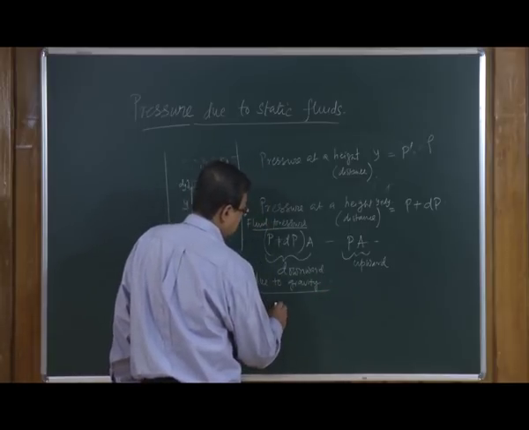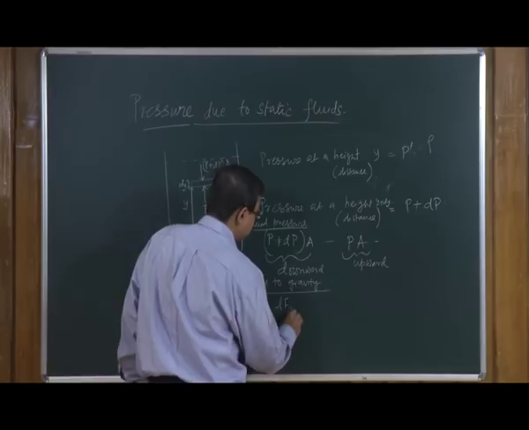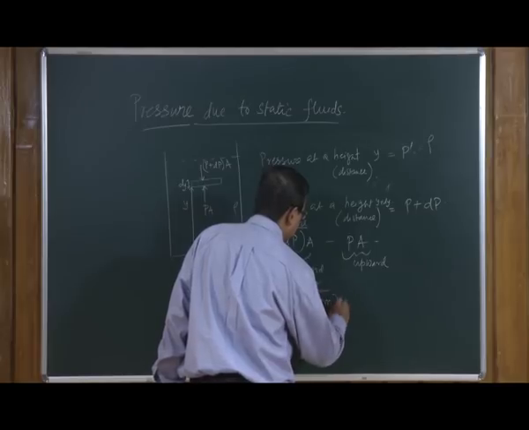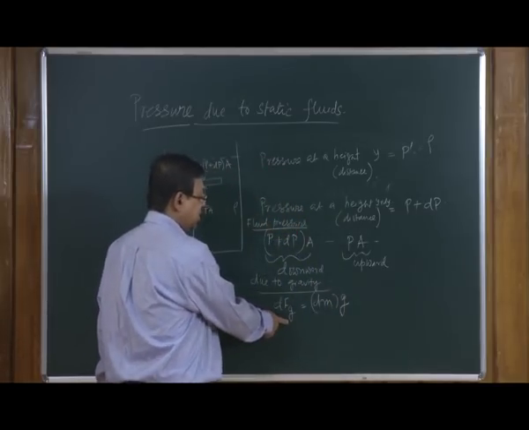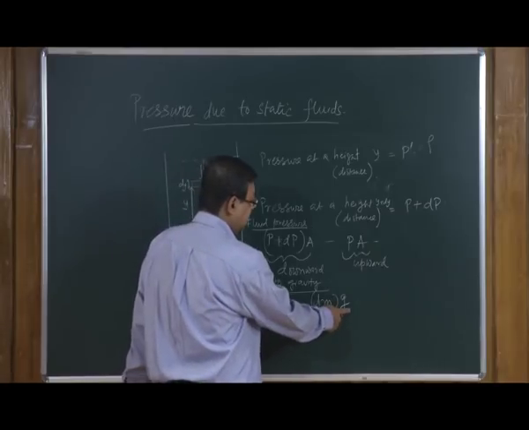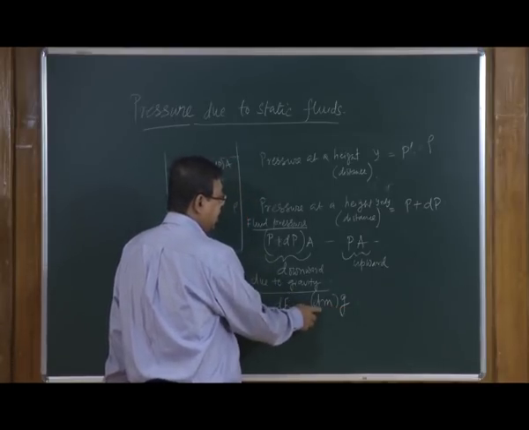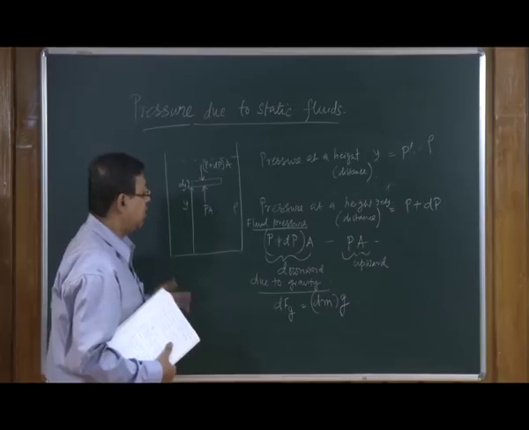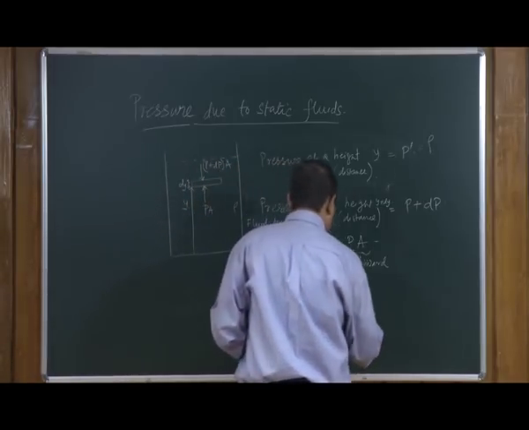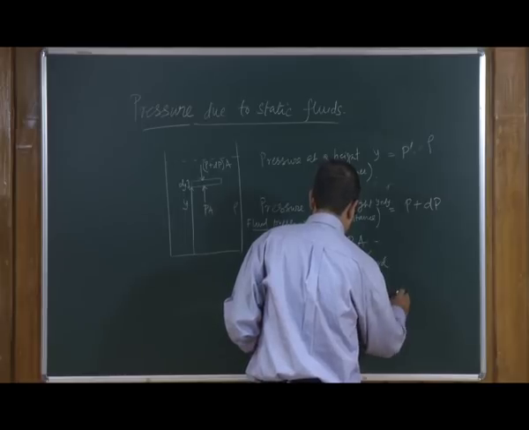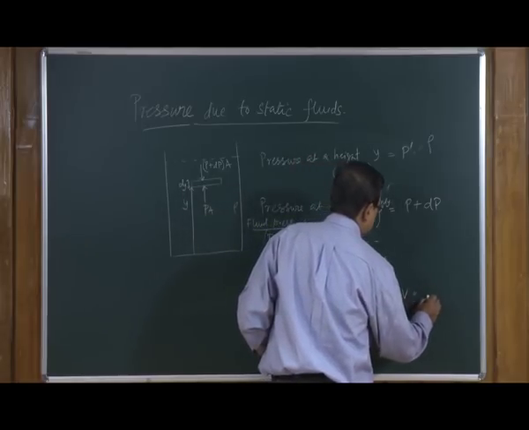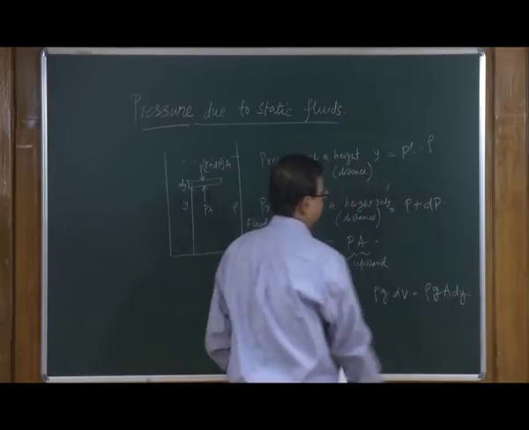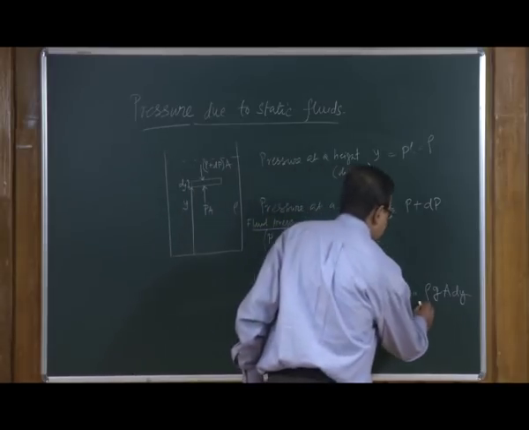Let us write that as dF_G, which is equal to dm into g. This G subscript stands for gravity and this g stands for acceleration due to gravity. So, dm is the mass of this disc of the liquid, and this is equal to rho g dV, which is equal to rho g A dy. So, again this is acting downward.